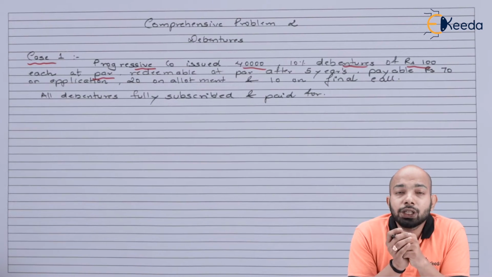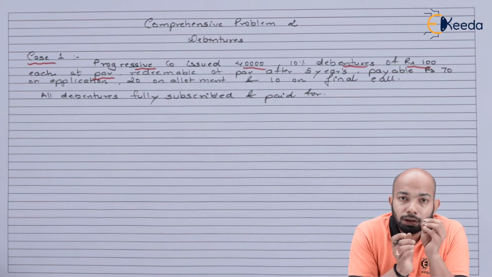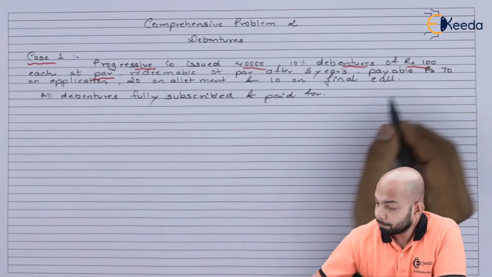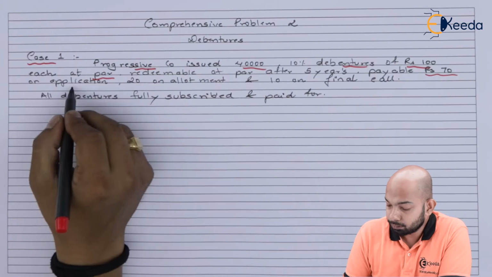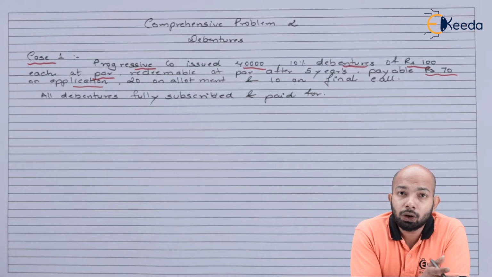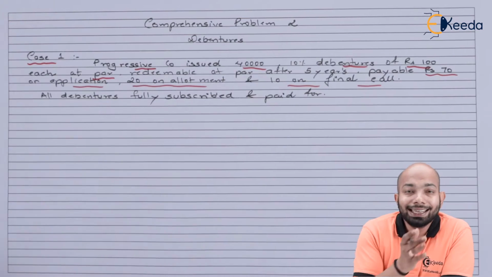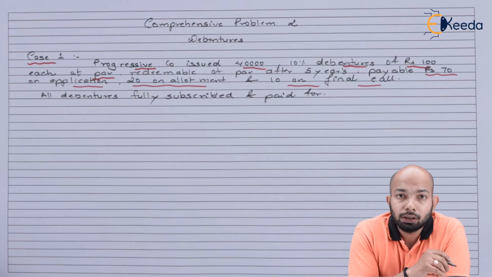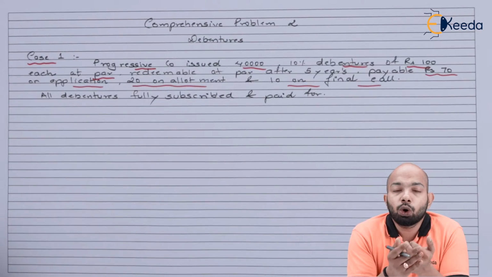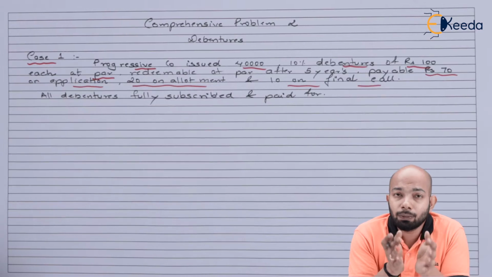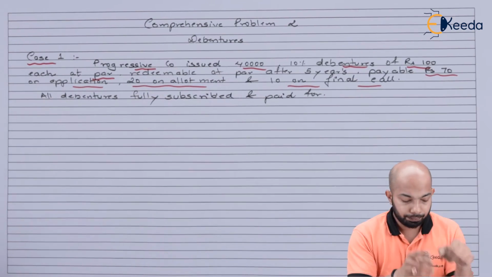Now, the 100 rupees was divided like this. Rupees 70 was payable on application, 20 rupees was paid on allotment, and 10 rupees was paid on final call. All the debentures were fully subscribed and were fully paid for. This is case 1. Let's go on to case 2 now.